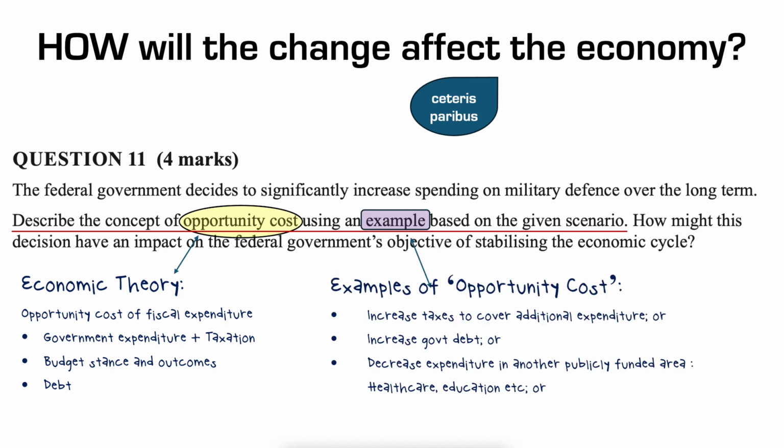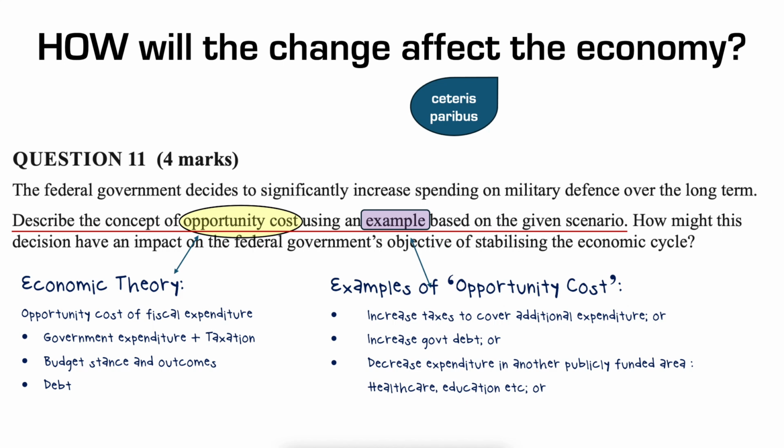It says to use an example, so make sure you think about these examples. I've put some down here for you. You could increase the taxes to cover the additional expenditure, or the government could choose to increase its level of debt, not put the burden onto households and firms through tax collection, but rather think about it in terms of borrowing money to pay for this increased spending. The third option you could go for is to decrease expenditure in another publicly funded area, such as healthcare or education, something along those lines.